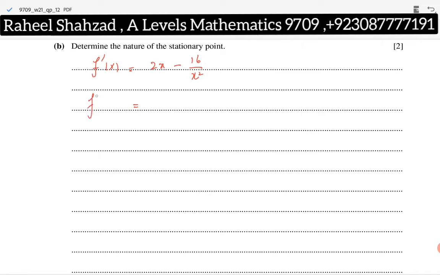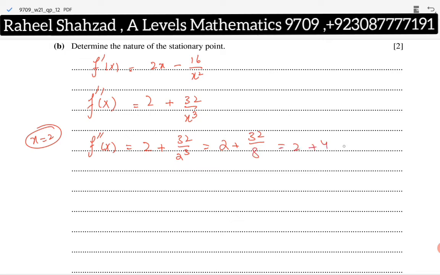Sorry, there is a small mistake here. F prime of x is equal to 2 plus 32 by x cube, and we put x is equal to 2 to find the stationary point. F double prime of x is equal to 2 plus 32 divided by 2 cube, that makes it 2 plus 32 divided by 8, that is equal to 2 plus 4, that is 6. Now 6 is greater than 0, so there is a minimum at x is equal to 2, right?